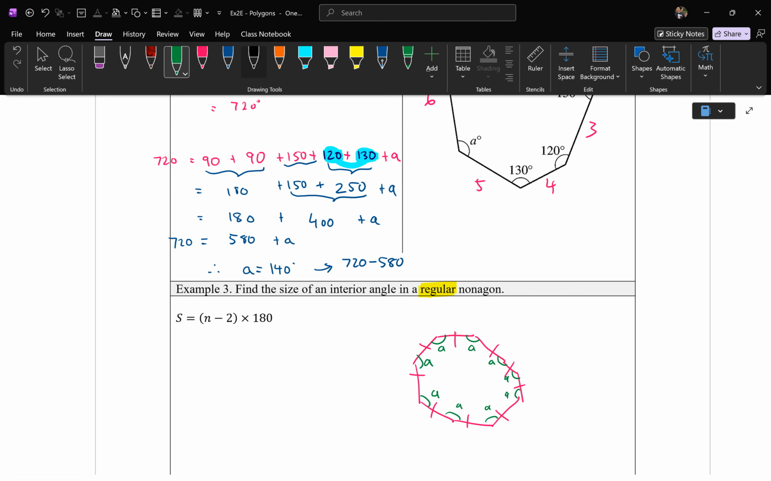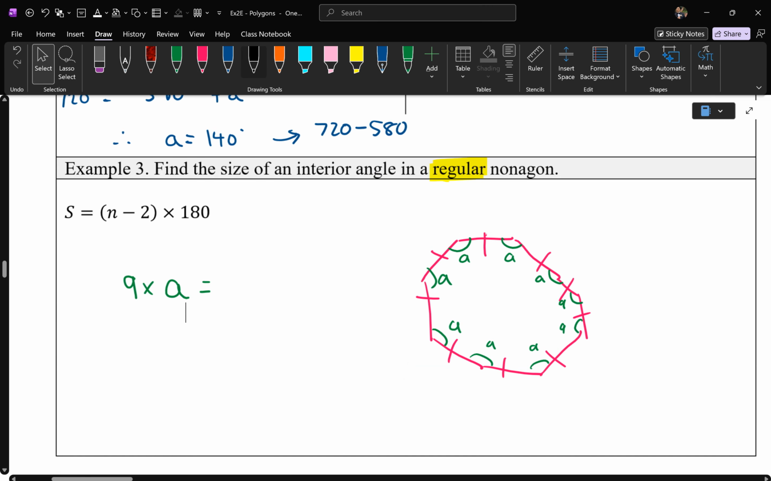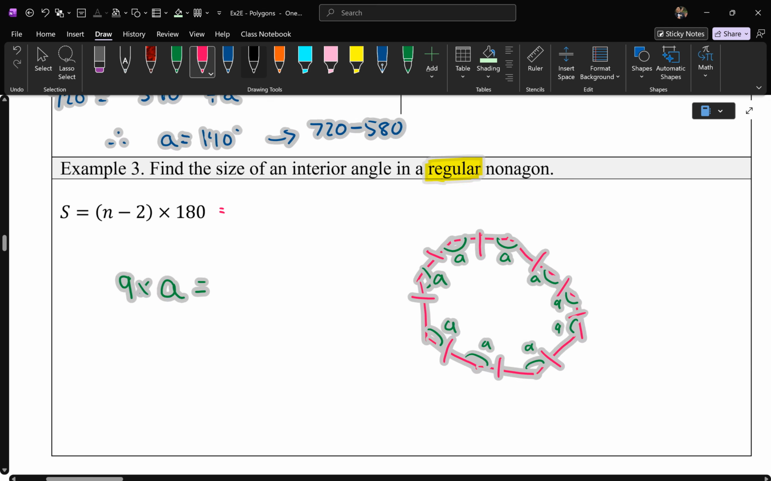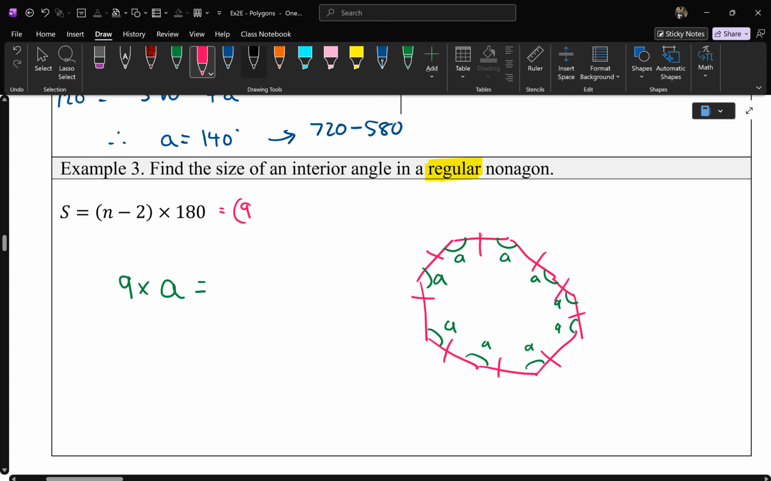So you're adding them 9 times. A plus A plus A plus A, 9 times. 9 of them. So 9 times these A's needs to equal to... Now, how do you work out the total sum for a 9-sided shape? What should it all add up to? Will? Okay, very good. So this is what we do. Number of sides is 9. 9 minus 2 times 180.